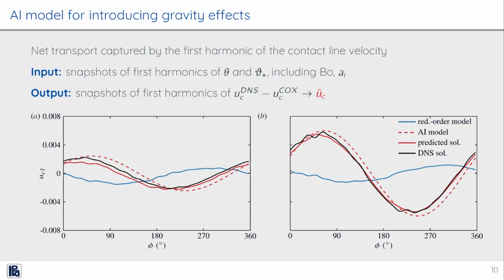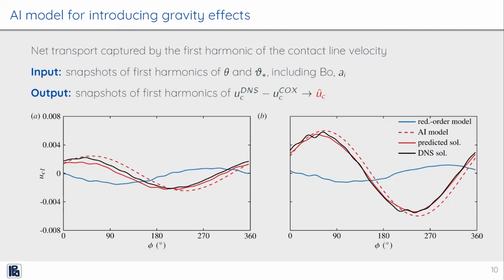And here you see how this looks, the contribution of each component, starting from the blue line, which is the reduced order model. You see that it has no idea how gravity will pull the droplet. We calculate the AI model, which is shown in a red dashed line. If we add these two together, we get the red solid line, which, as you can see, is in good agreement with the reference DNS solutions.